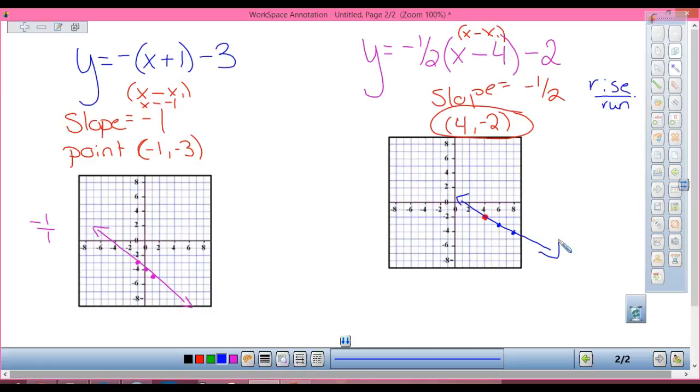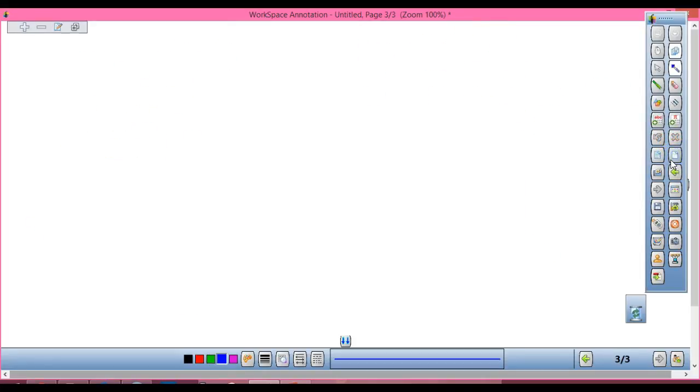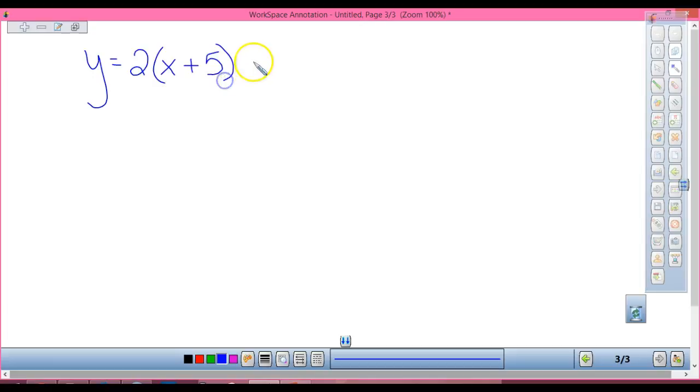Okay, this is probably the most confusing part, right? Finding this and figuring out what we're doing. Okay, so we gotta do another one. So let's go y equals 2 x plus 5 minus 6.